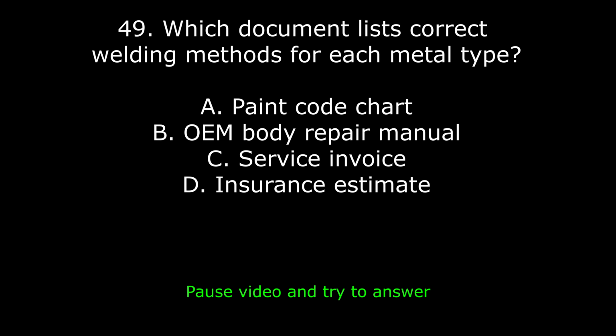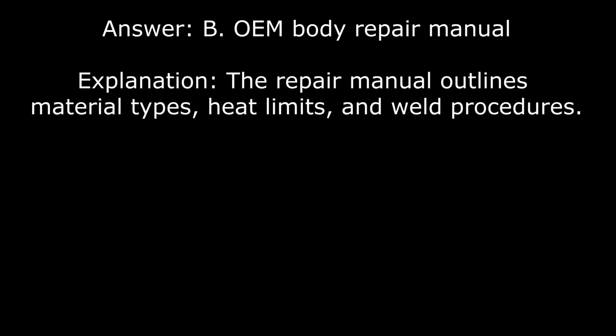49. Which document lists correct welding methods for each metal type? A. Paint code chart. B. OEM body repair manual. C. Service invoice. Or D. Insurance estimate. Answer: B. OEM body repair manual. Explanation: the repair manual outlines material types, heat limits, and weld procedures.